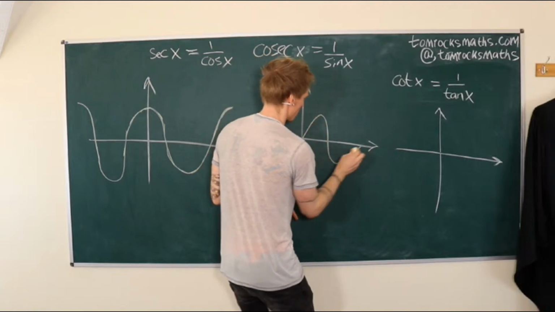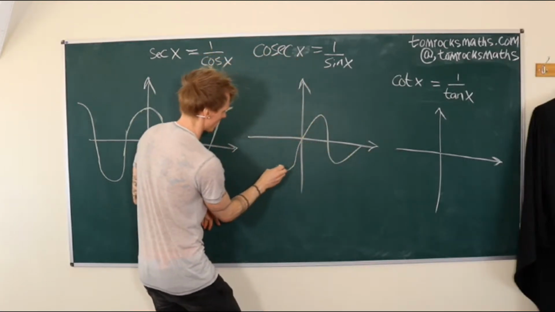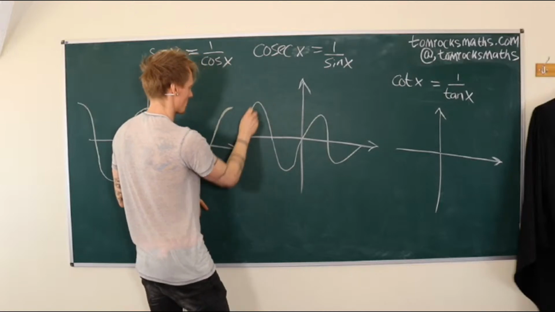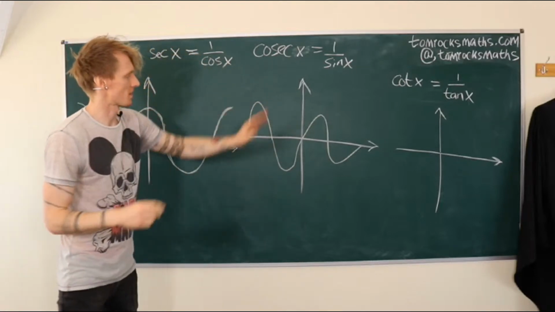Then we're going to draw our sine graph, which is the same but kind of shifted. So it kind of looks like that. And then this way, it's going to go up and then come down. Right, they're meant to be the same height.